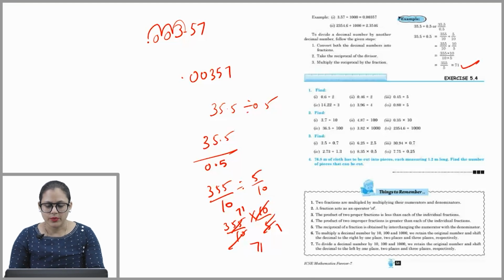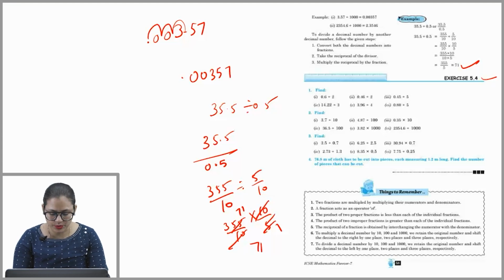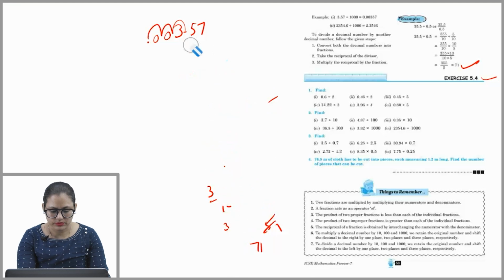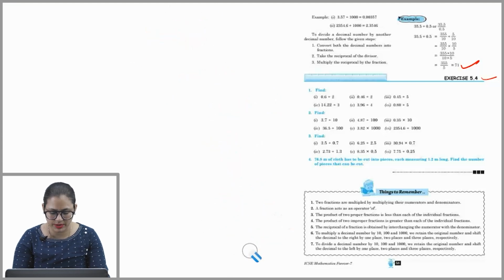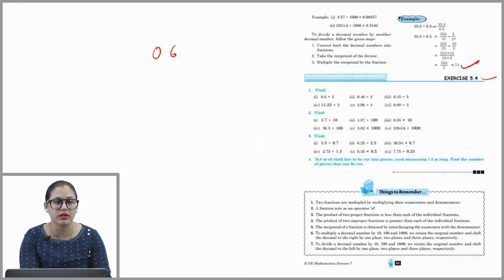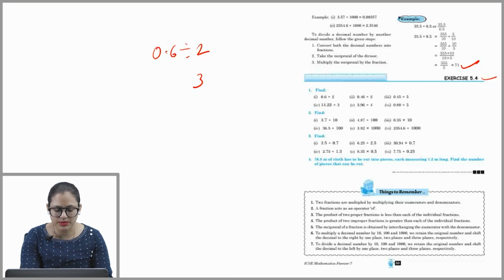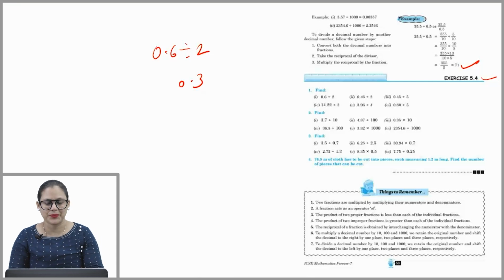Now exercise 5.4, find 0.6 divided by 2. First, what will you do? You will divide 6 by 2, ignoring the decimal. 6 divided by 2 is 3, and now put the decimal after one digit starting from the right. 0.3 is the answer.